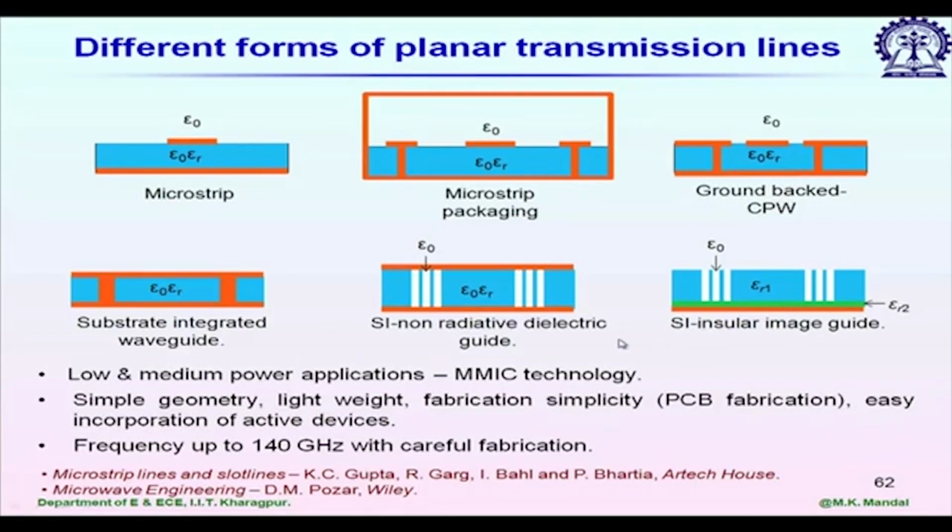So, the advantages why we want to design it in PCB form, because in PCB form always it becomes a low profile structure as well as the fabrication procedure is much simple and it is much cheaper, and we can use this type of structure up to 140 gigahertz with careful fabrication.